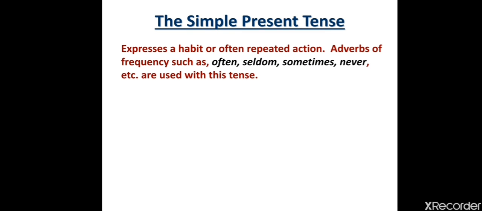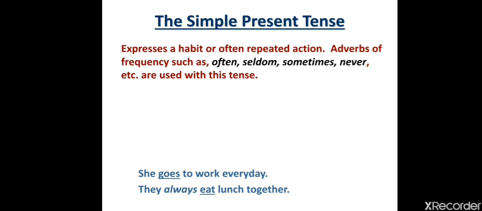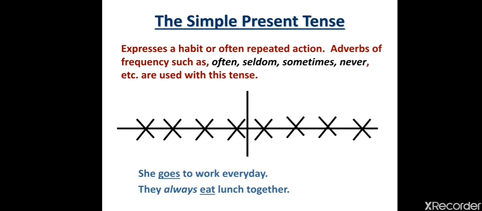The simple present tense expresses a habit or often repeated action. It's a habitual action, and through these adverbs, such as often, seldom, sometimes, never, we easily identify the tense form. So for example, she goes to work every day. The picture here explains the present tense, the actions in simple present.